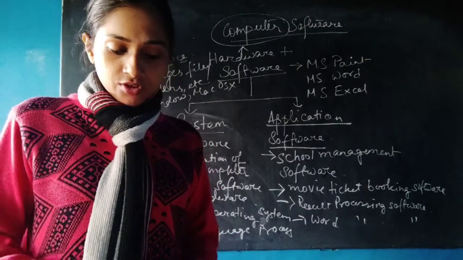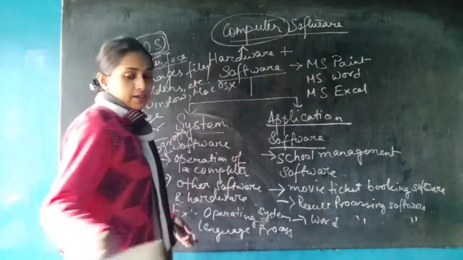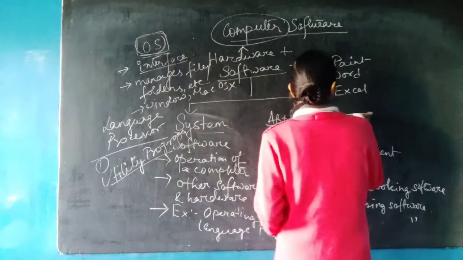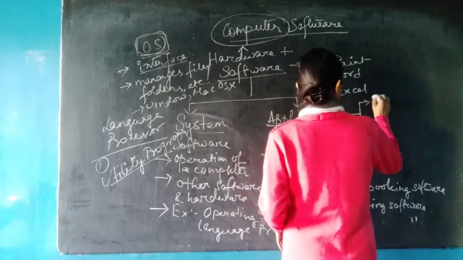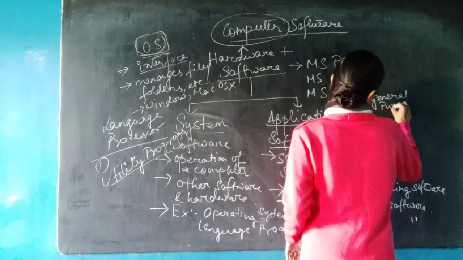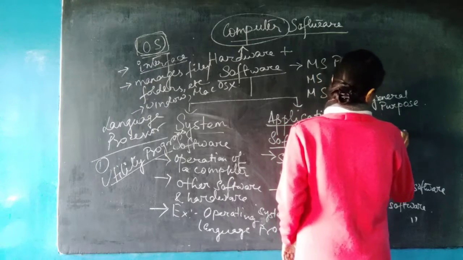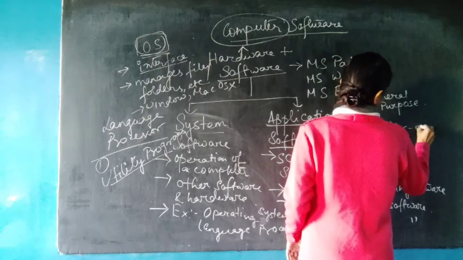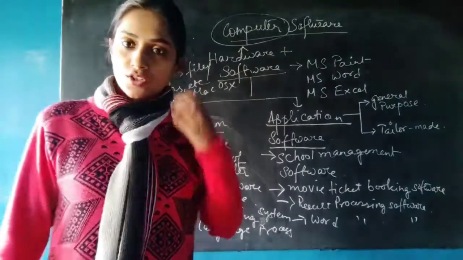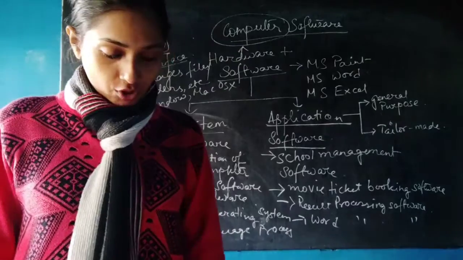Now application software is mainly of 2 types. What are they? First is general purpose and second is tailor-made. So these are the 2 types of application software. Next we will go for the general purpose software.